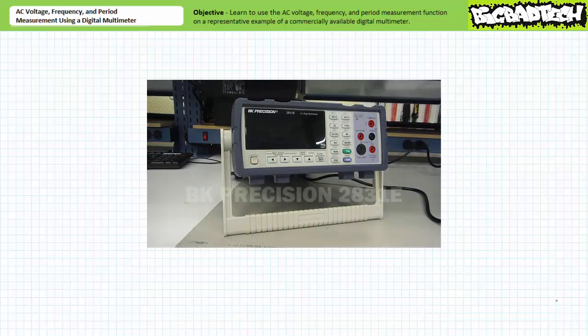For the purposes of today's lecture, we'll be making use of the BK Precision 2831E DMM. This in no way is meant to be an exhaustive review of this DMM nor an endorsement of this particular manufacturer or model. I only wish to present the functions of interest on a representative example of a DMM so the viewer can gain some practical exposure to these functions and interpret the manner in which results are displayed.